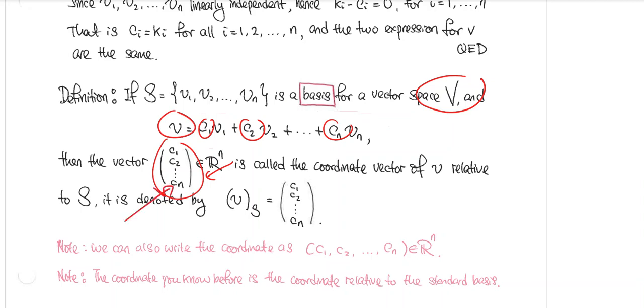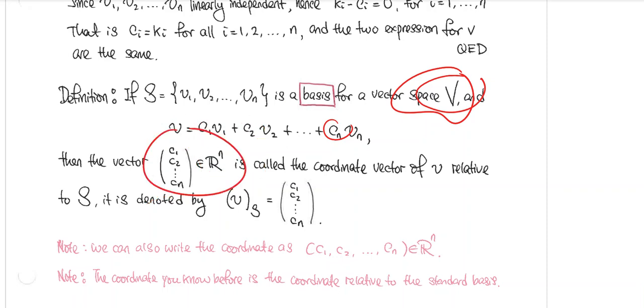The vector space could be polynomials, it could be matrices. It doesn't really matter. The coordinates are always in Rn, no matter what kind of elements are in that vector space. The vector space could be some strange thing like polynomials, but the coordinates are always a column vector of numbers like this.